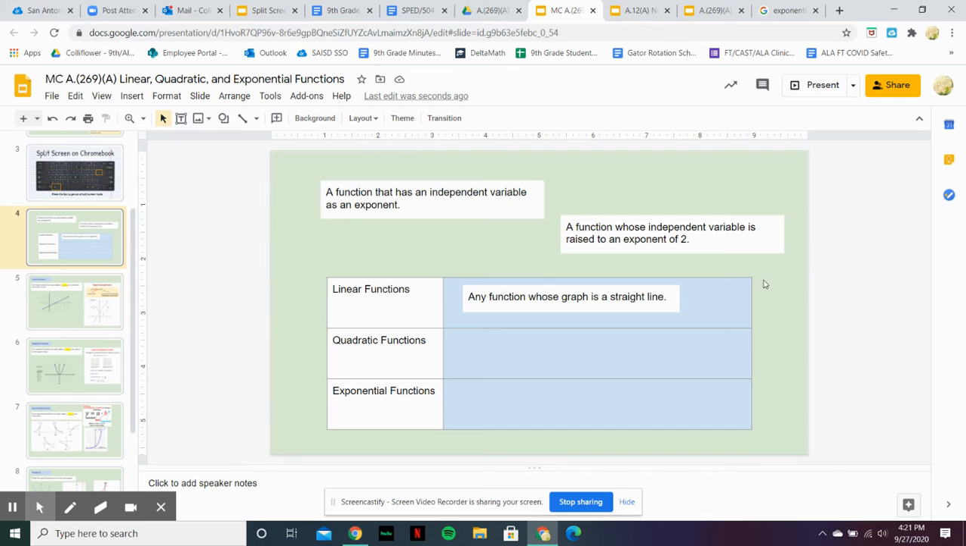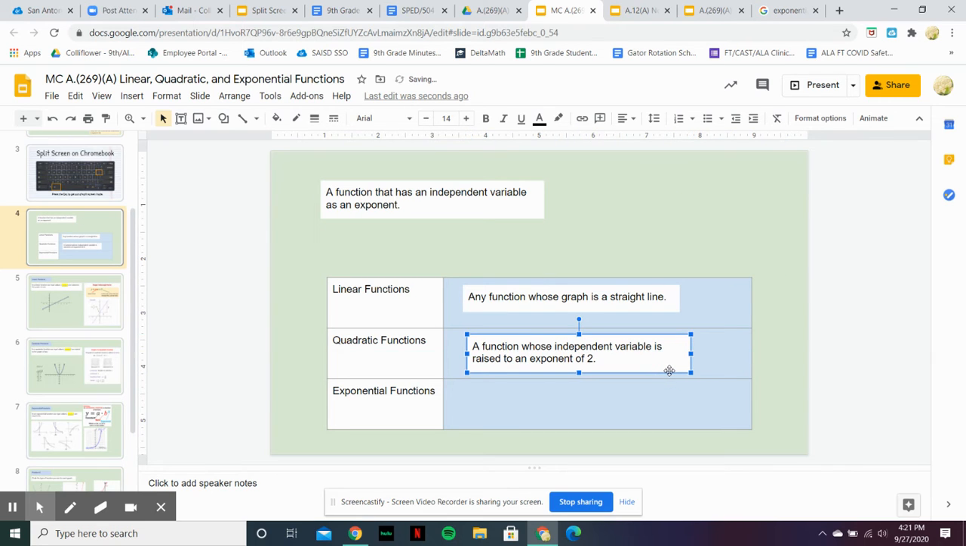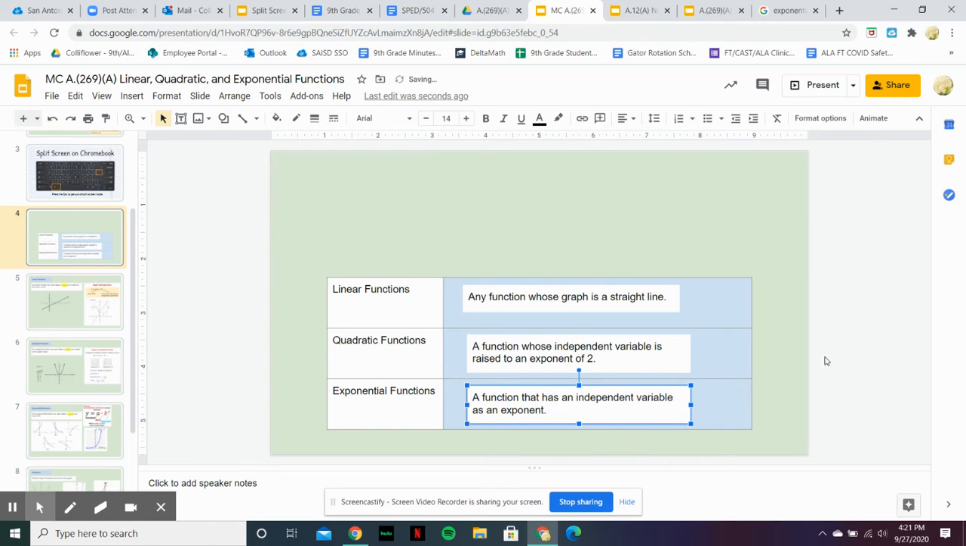A quadratic function is a function whose independent variable is raised to the power of 2. And remember, our independent variable is the x variable. So in a quadratic, you will see x squared, x to the power of 2. And that leaves us with an exponential function, which is a function that has the independent variable as an exponent, meaning our inputs are an exponent. And we're going to look at this further.